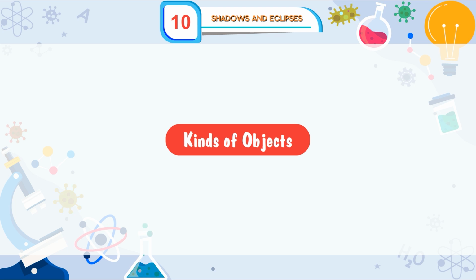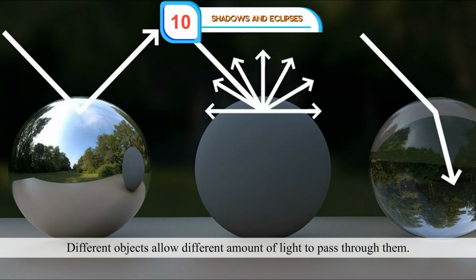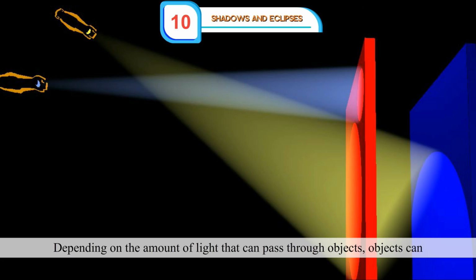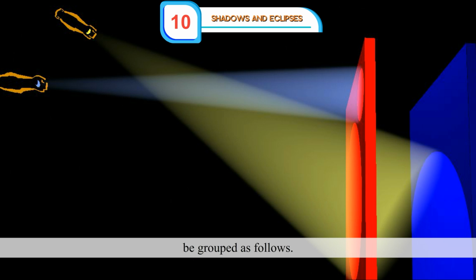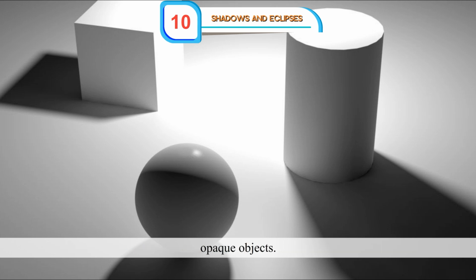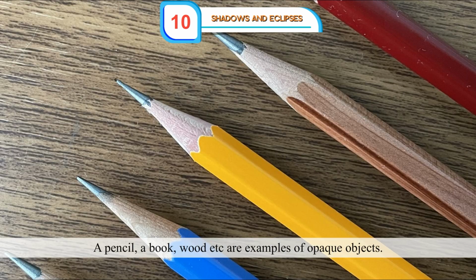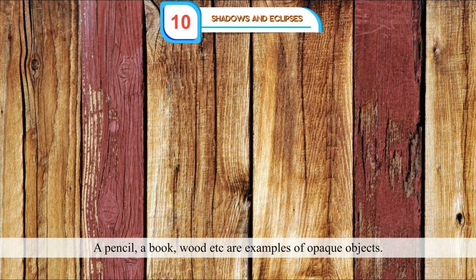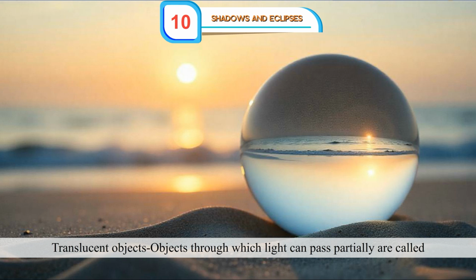Kinds of objects. Different objects allow different amounts of light to pass through them. Depending on the amount of light that can pass through objects, objects can be grouped as follows. Opaque objects. Objects through which light cannot pass at all are called opaque objects. Opaque objects form clear dark shadows. A pencil, a book, wood, etc. are examples of opaque objects.